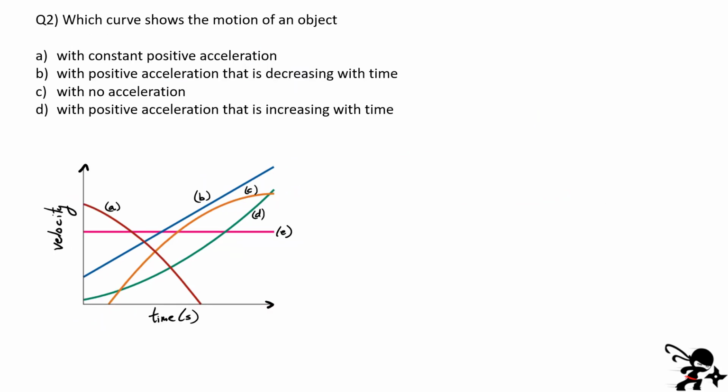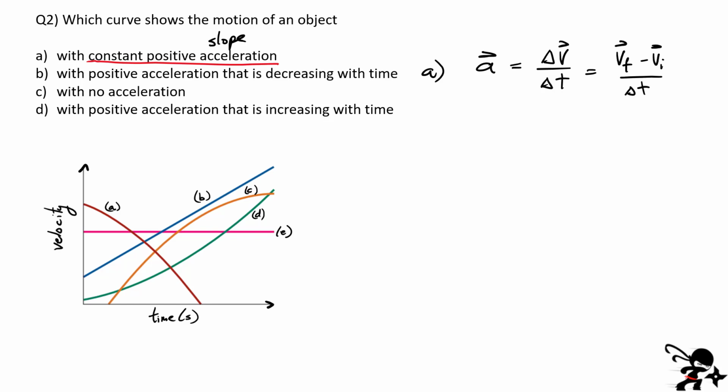Problem 2 is a little bit different now. Now we're given a velocity versus time graph, so we have to be careful, right? Which curve shows a motion with constant positive acceleration? If you're given a velocity versus time graph, how do you get acceleration? Right away, it's simply the slope of the graph. So what we want is a constant positive slope on the velocity versus time graph. That's all we need.